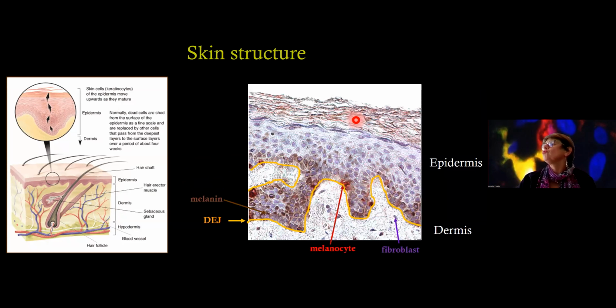So the epidermis, which is the external layer, is responsible for the main function of the skin, which is to protect our body against external insults such as UV and microorganisms, but also to avoid dehydration. This skin is composed of different layers.